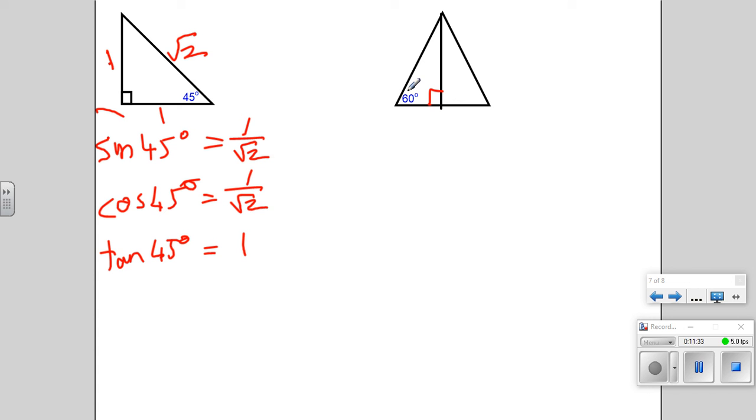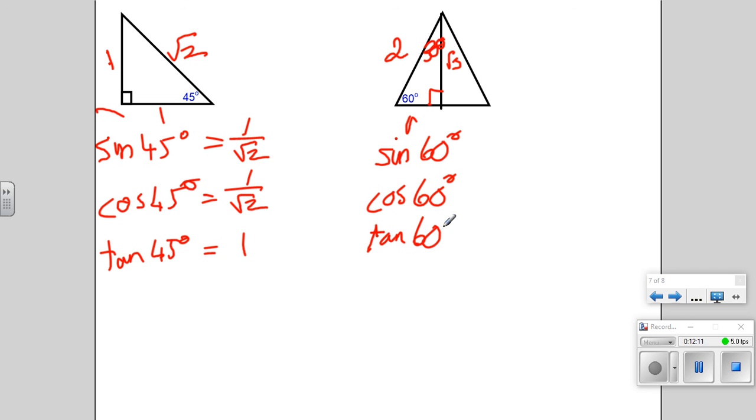Okay, moving on to our equilateral triangle. If that is 60, then in here is 30. It was an equilateral triangle, so all sides were length 2. If I cut one of the sides in half, it means that this side is length 1. Applying Pythagoras, it's going to say that 2 squared minus 1 squared, which is 3, and then square root it, and we get root 3 is the length of this side here. Now I can use this one triangle to generate sine of 60, cos of 60, and tan of 60. But I can also use it to get sine of 30, cos of 30, and tan of 30.